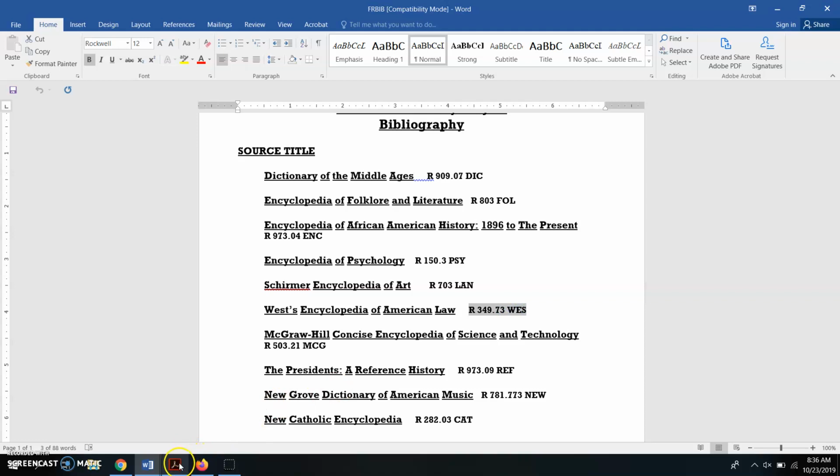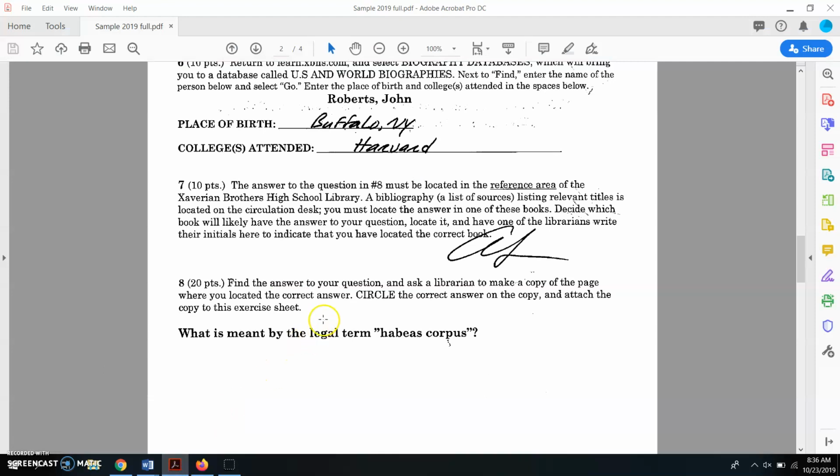I find that book and I bring it to one of the librarians, and the librarian will look at the book and judge if you have the correct book to answer that question. If the librarian believes that you have the correct book, then they will initial at that location. If they don't think you have the correct book, then they're going to tell you to go and look again. We want you to have the correct book before you start looking for the answer.